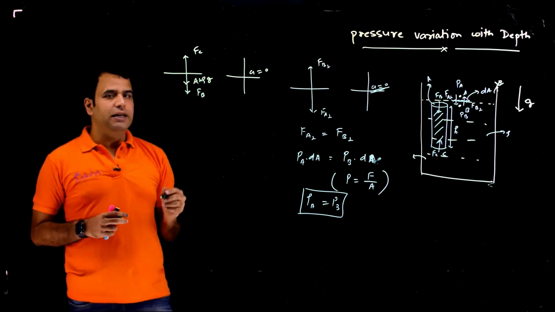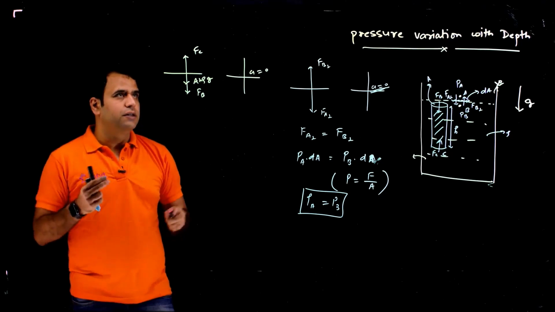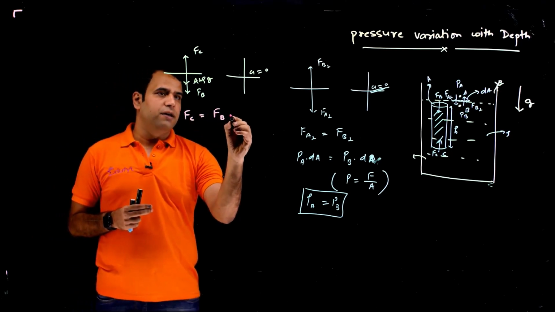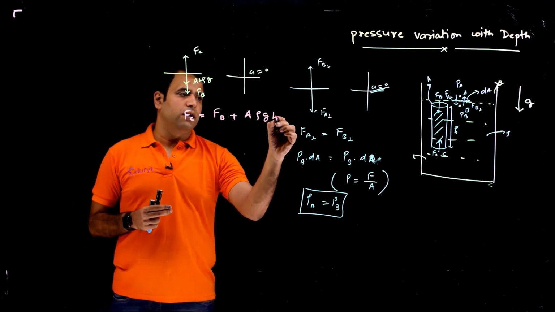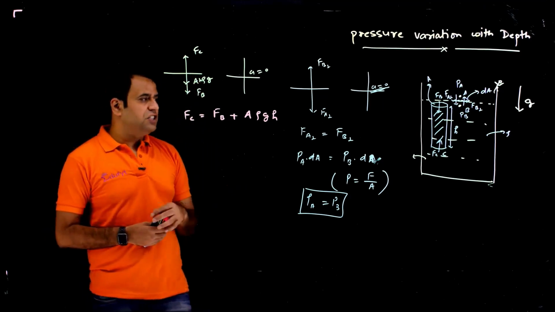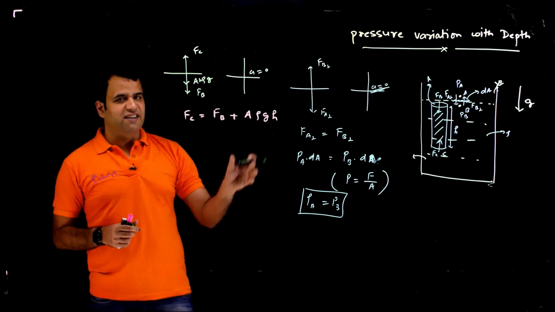So net force has to be balanced. So if I balance the net force, this FC will be equal to FB plus A rho g H. We want the relationship in terms of pressure, not in terms of forces. So let's convert this FC and FB in terms of pressure.